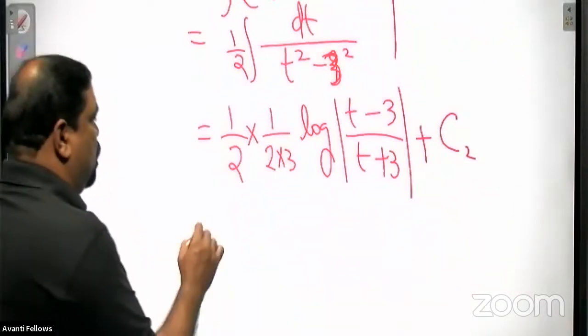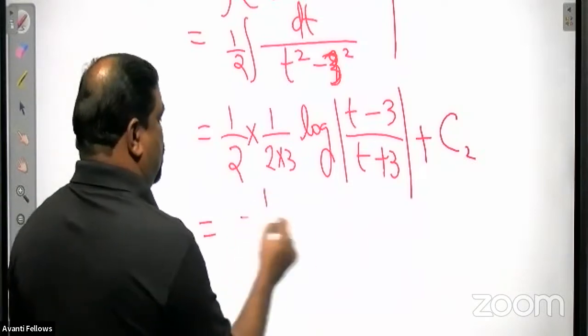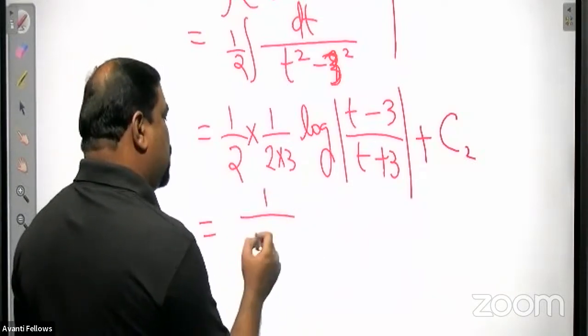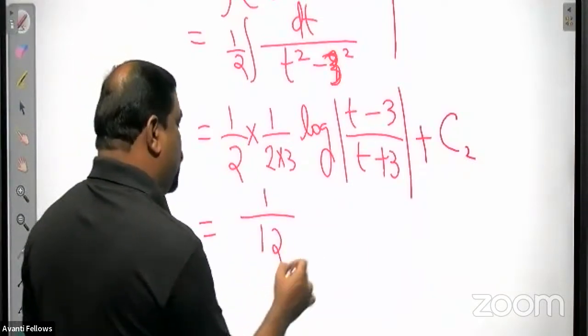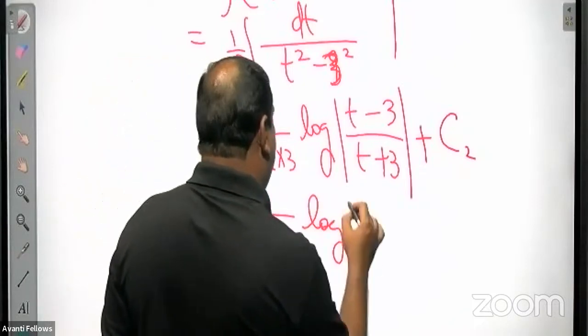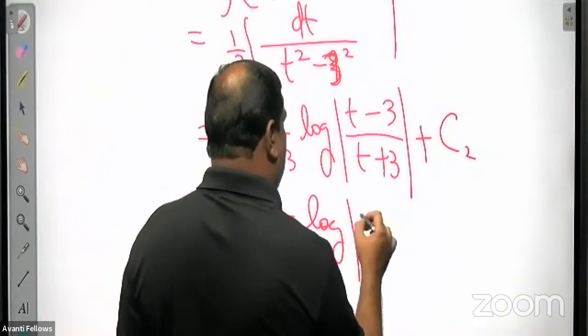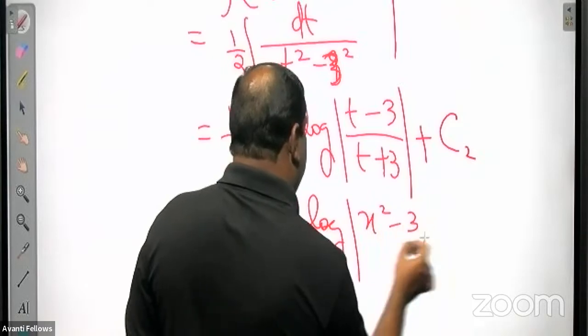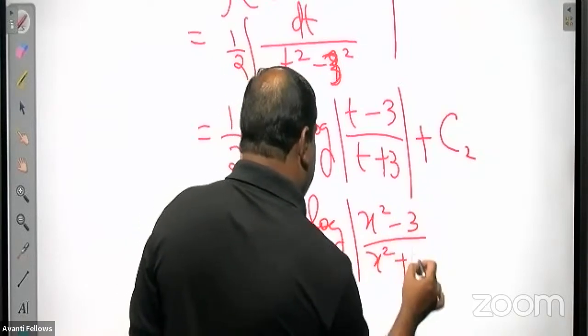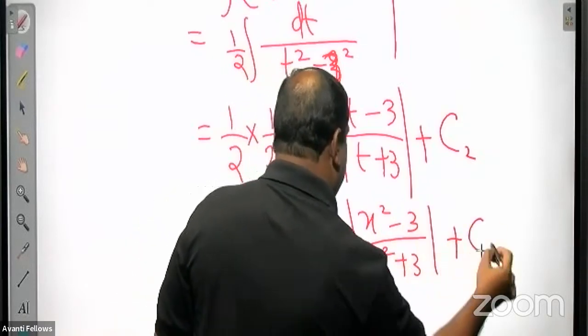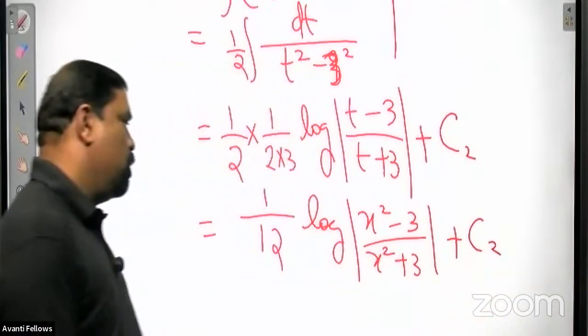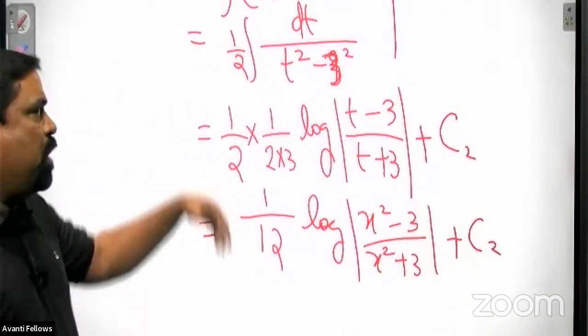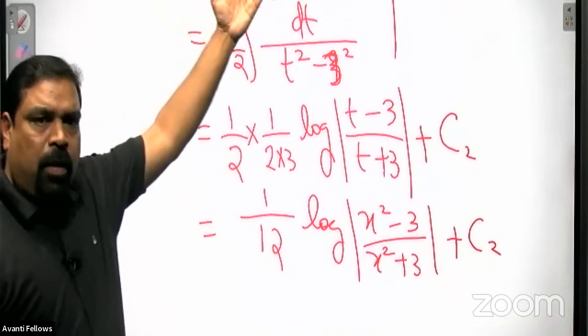Then the remaining is just replace t. So 1 by 12 into log of x square minus 3 divided by x square plus 3 plus C2. So this is our I2. So I1 is already there.